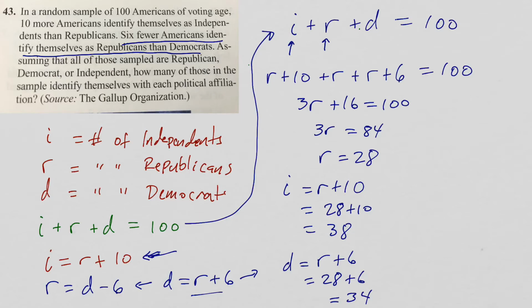So finally, let's put our answer down. We have, where am I? 28 Republicans, 38 Independents, and 34 Democrats.